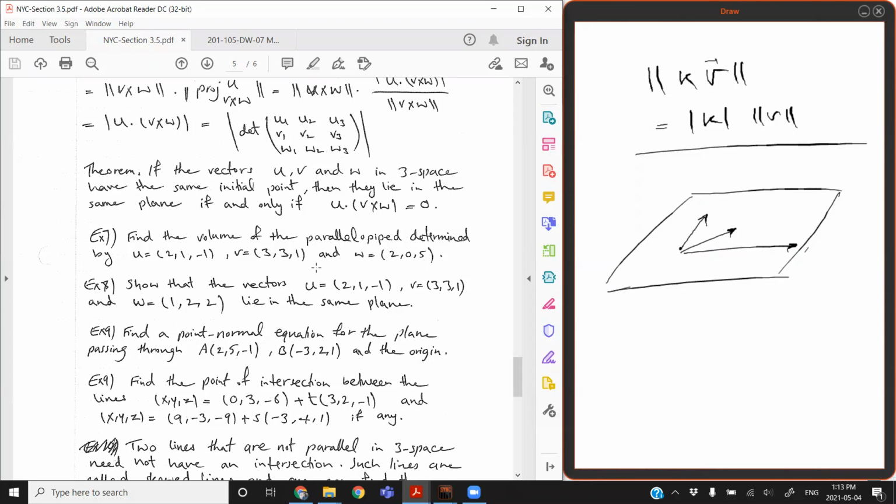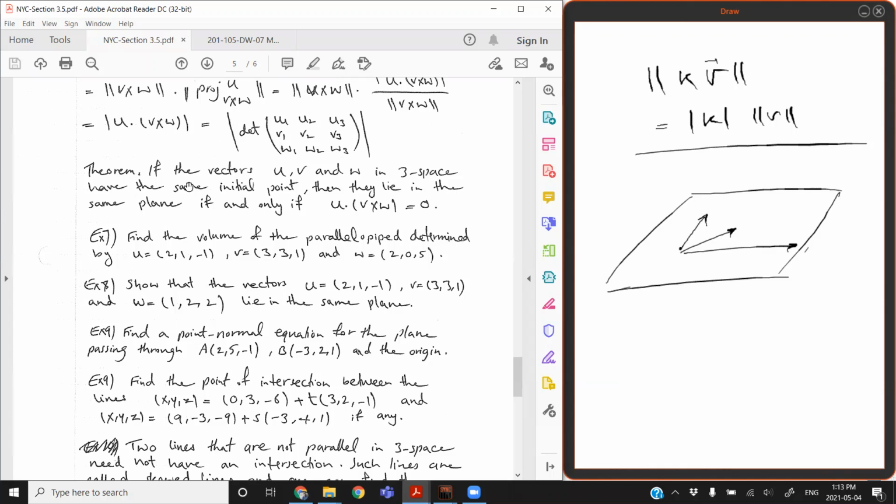You just need to figure out the volume of the parallelepiped that is determined by these 3. If these 3 lie in the same plane, then the volume of the parallelepiped is going to be 0. However, if one of these vectors sticks out, so for example, if this vector was not in the same plane as these 2, then there would be a parallelepiped, and that parallelepiped would have a volume bigger than 0.